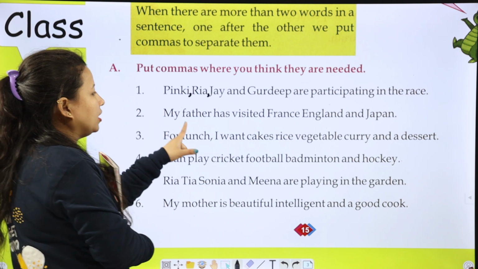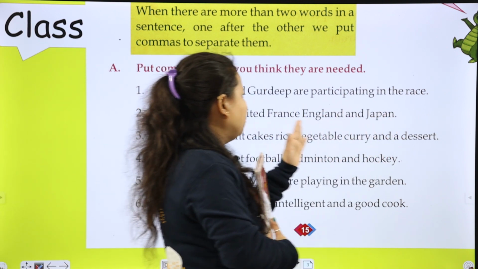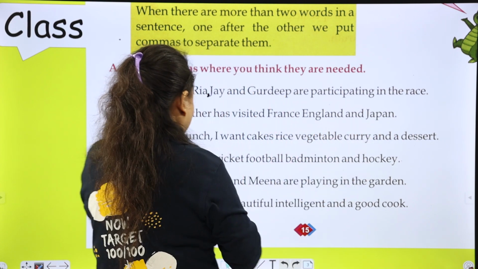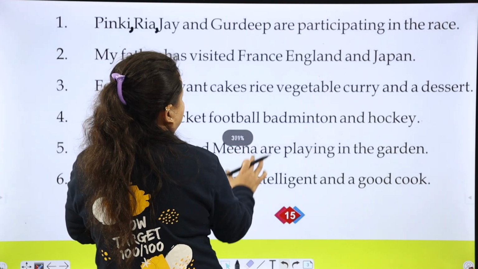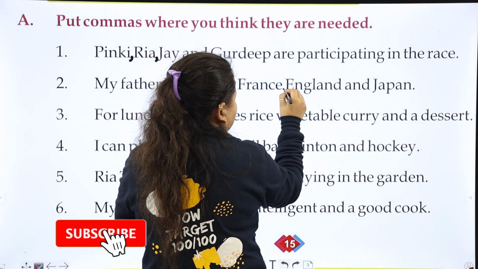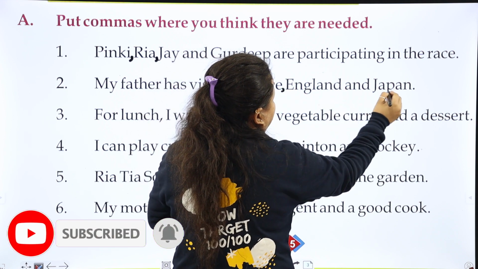Next is, my father has visited France, England and Japan. These 3 are countries, so now we have to separate them. How? My father has visited France, comma, England and Japan.